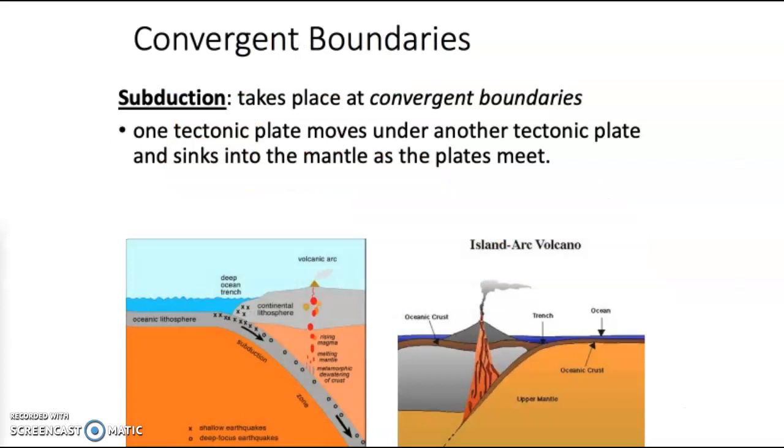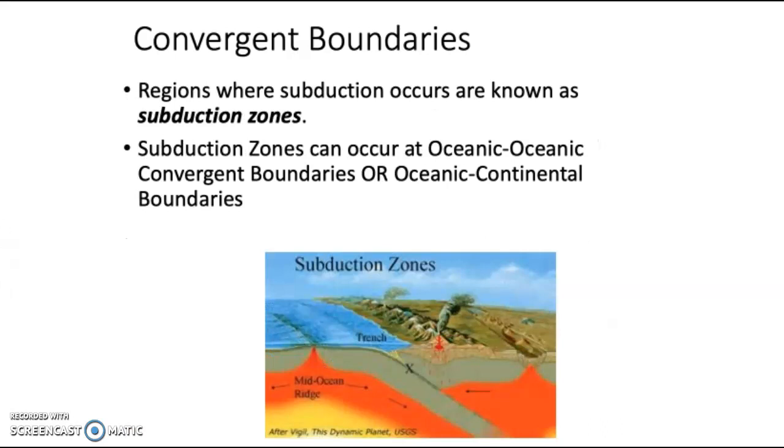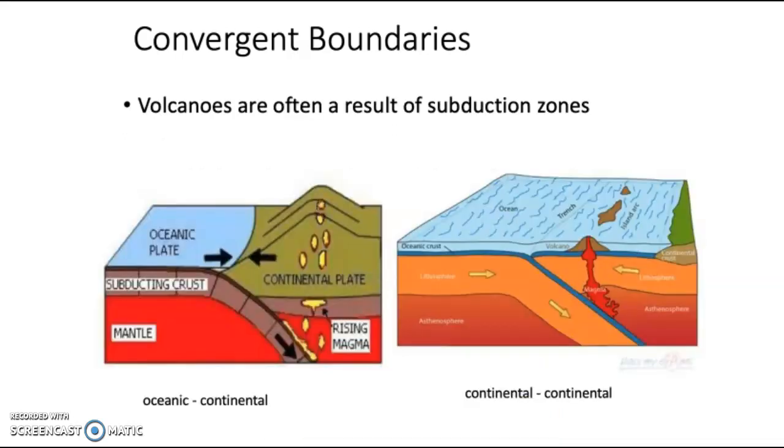So subduction takes place at these convergent boundaries, meaning one plate is going under another. That plate will sink, and so the regions where those convergent boundaries occur, we call those subduction zones. They are going to occur at those oceanic convergent boundaries or the oceanic continental boundaries. Also remember the volcanoes are a result of these subduction zones.